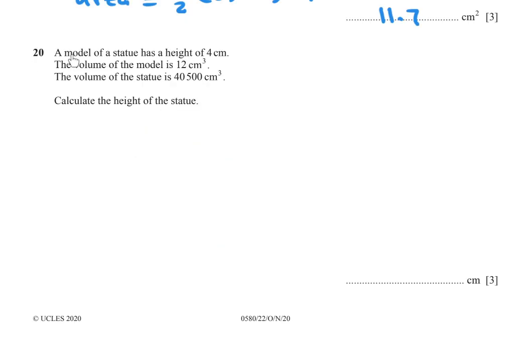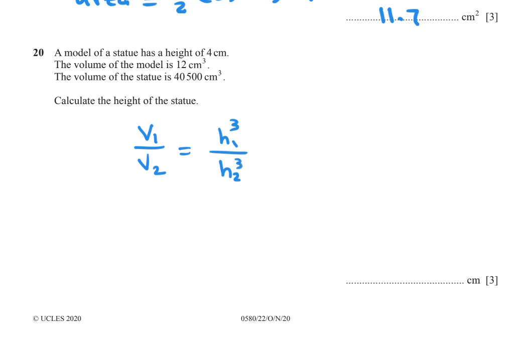20. A model of a statue has height 4 centimeter. The volume of the model is 12 centimeter cubed. The volume of the statue is 40,500 centimeter cubed. Calculate the height of the statue. Because the statue and the model are similar, V1 over V2 equals height 1 to the power 3 over height 2 to the power 3.